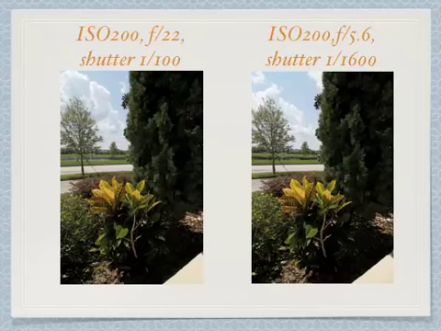So just to convince you that two rather different settings give you exactly the same exposure, I compare the two photographs here. The photograph on the left is taken at ISO 200 with an f22 and shutter of 1/100 second, compared to the photo on the right, which is also ISO 200, f5.6 and a shutter of 1/1600th of a second. The two photographs look almost exactly the same, except the cloud patterns are different because there were a few seconds in between the two photographs while I was computing the equivalent exposure settings.